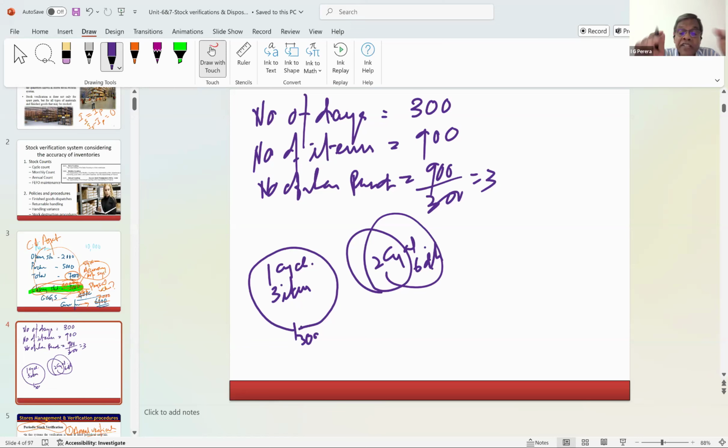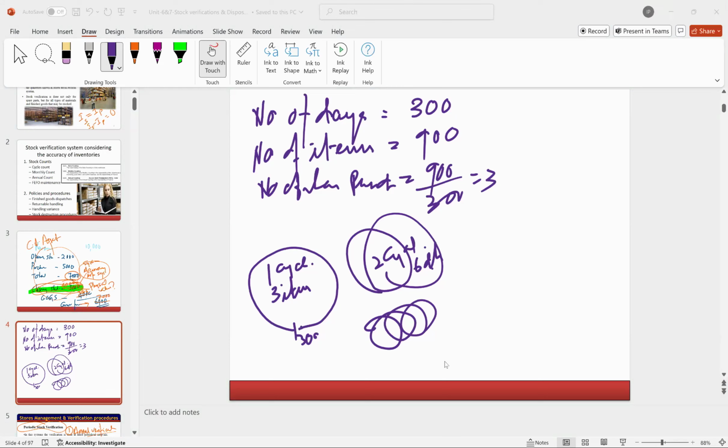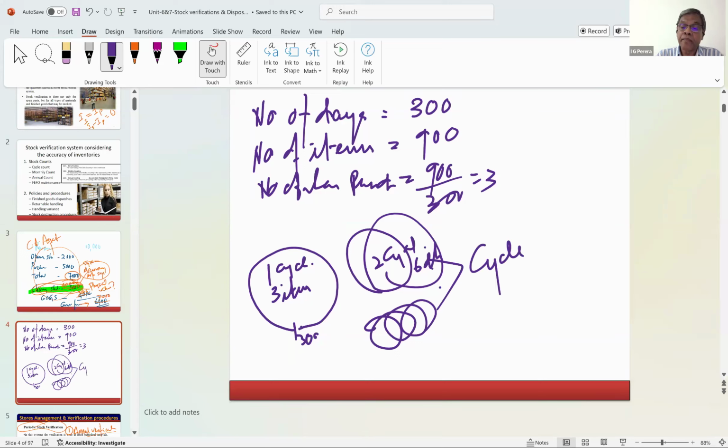Okay, if you want to go 3 cycles, how many items should you be counting every day? 9. 9 items. You are very good. That is cycle counting. So this is cycle counting. How many cycles you cover in a year, that is cycle counting.